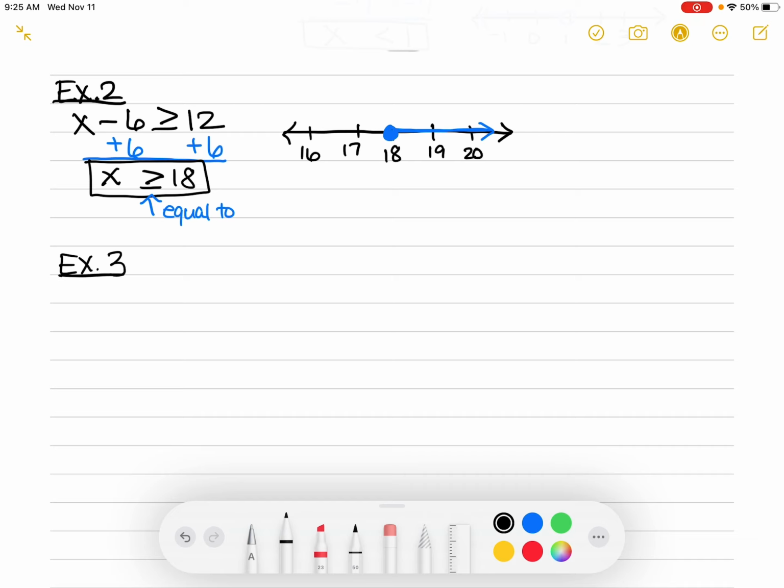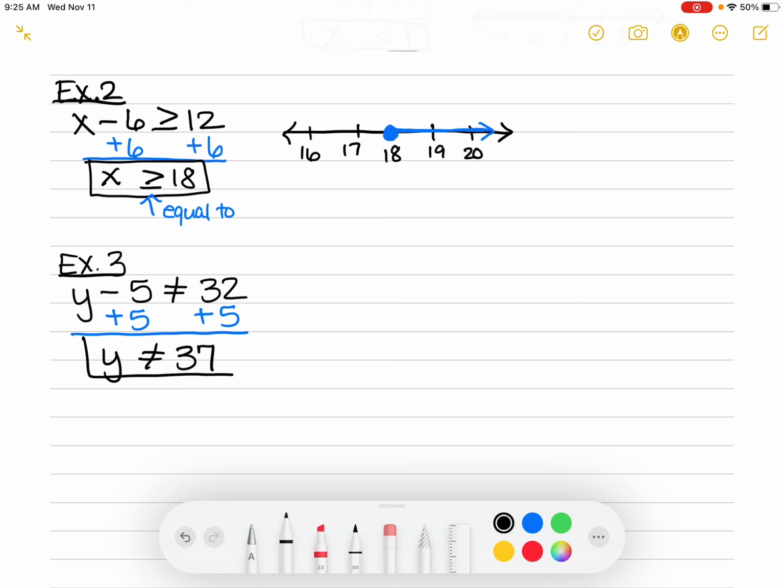Okay, last one, example 3. y minus 5 is not equal to 32. Okay, so this one's a little bit different because we're saying it's not equal to 32. So now I'm going to solve it the same way: we're going to put a plus 5 on both sides. And that's going to give me y is not equal to 37. Okay, so that part was the same as everything else. There's my answer. But your graphing is a little bit different.